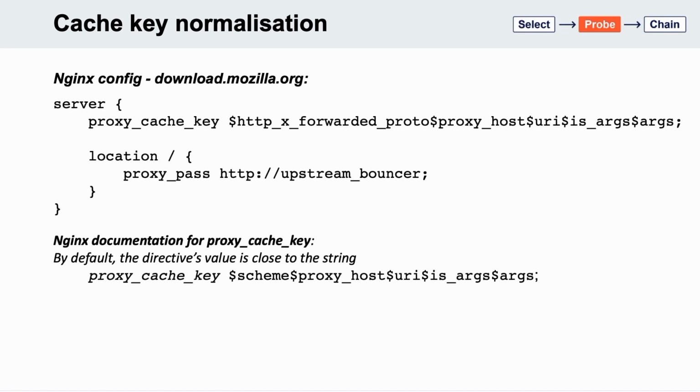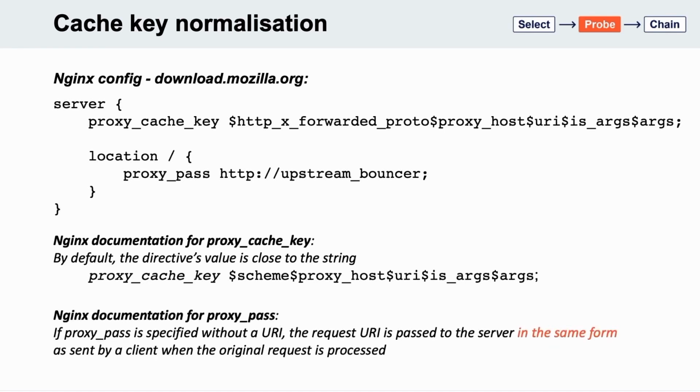If you look at the proxy cache key documentation, you'll see their key is very similar to the default Nginx one. But if you look at the proxy pass documentation, there's a kind of a clue that something might be wrong here. It says if you use proxy pass without a URI, like Mozilla have done, then the request URI is passed to the server in the same form as sent by a client when the original request is processed. What that's hinting at is the fact that this proxy cache key value is being normalized, but the value that gets passed to the upstream system is not being normalized.